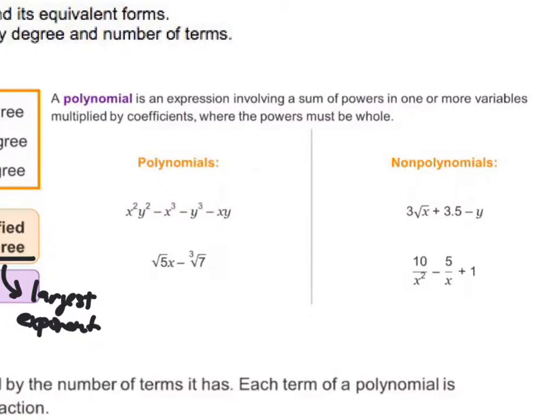So let me identify my terms here. This is a term, this is a term, this is a term, and this is a term, okay? And we have one or more variables, okay? So we have both x and y in this polynomial here, and our powers must be whole. Powers is the same thing as our exponents, okay? And down here we have a polynomial consisting of two terms, okay?